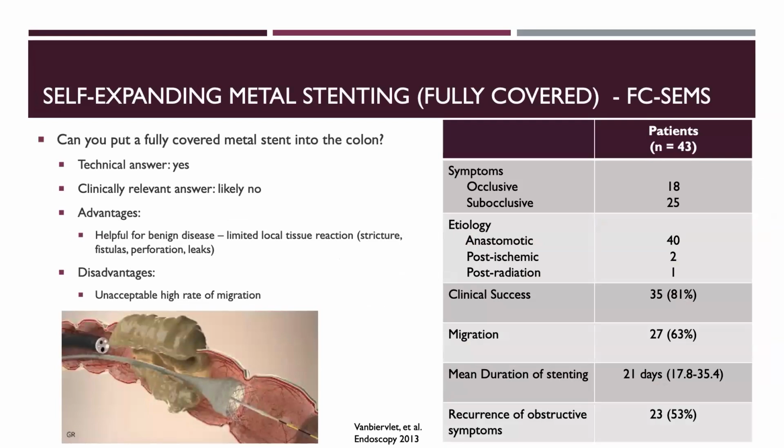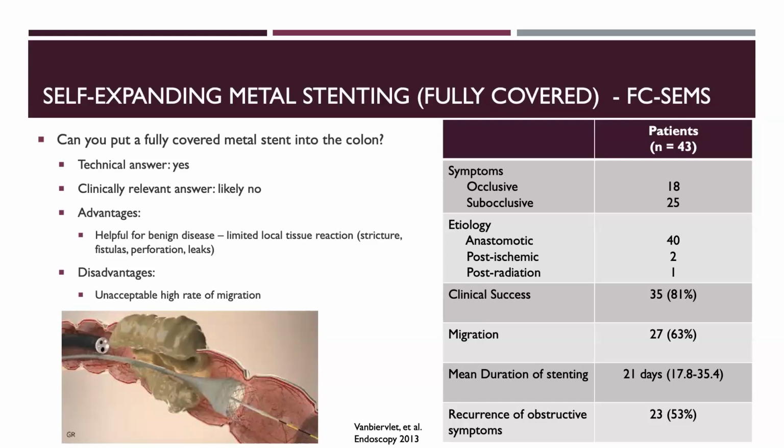The clinically relevant answer is likely no. The advantage of putting in a fully covered stent is that if you have something like benign disease, technically a fully covered stent can just be removed, right? It never embeds into the tissue. It's a removable stent. We use it in the foregut a lot for esophageal stenoses. Say you had a lot of reflux, then you became stenotic. You want to use a fully covered stent because you want to remove it one day. So the advantage is it's good for benign disease.